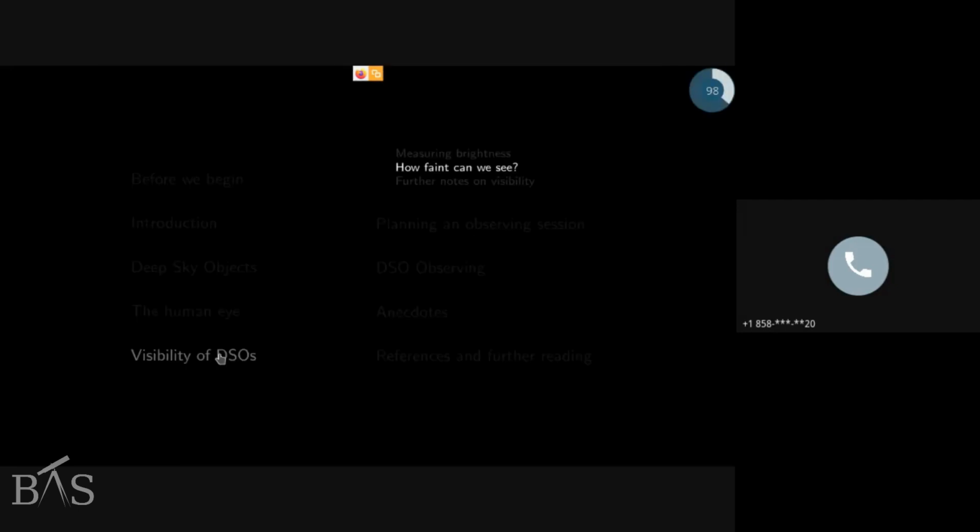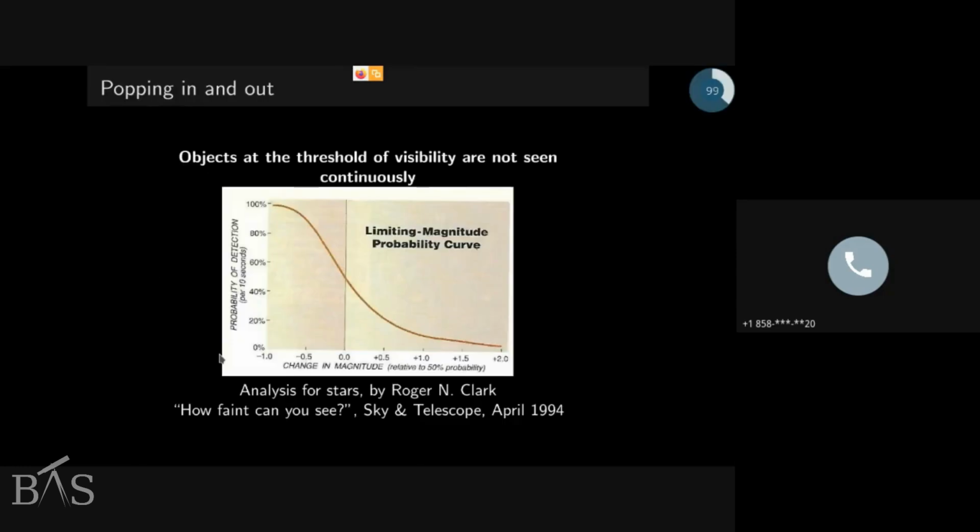Okay, so like I promised, I'm not going to go into the theory of how faint we can see, but I just want to show a few things of it. I won't go into detail of the theory, but we'll go over the general ideas that come from this theory. First thing to note is that objects at the threshold of visibility are not seen continuously.